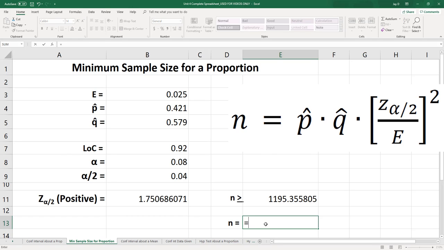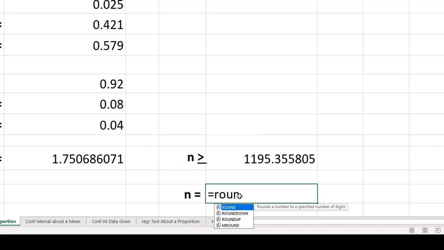It equals round, and you'll see we have round down, round up, and I have no idea what M round is, but there's something there for that. So I'm going to click on round up. And no, it's not the insecticide. Some people will get that.